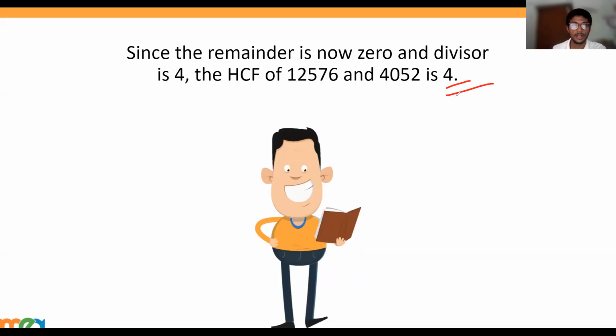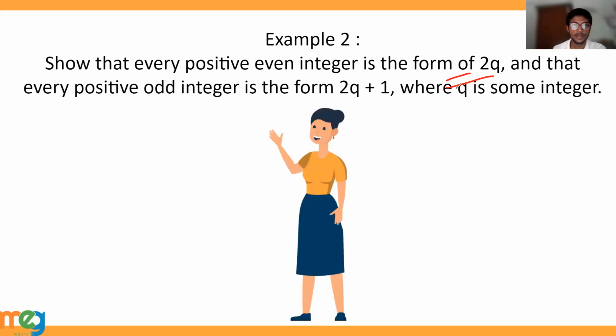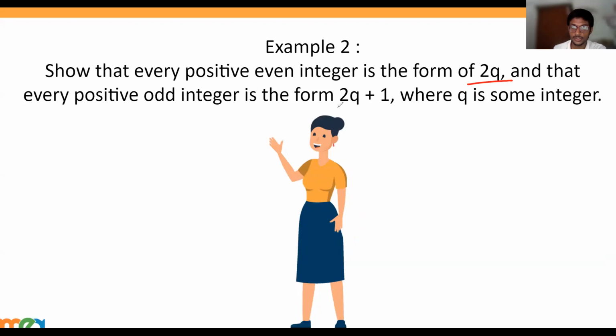Okay, here's another example. We have to show that every even positive integer is of the form 2q and every odd positive integer is of the form 2q plus 1, where q is some integer.